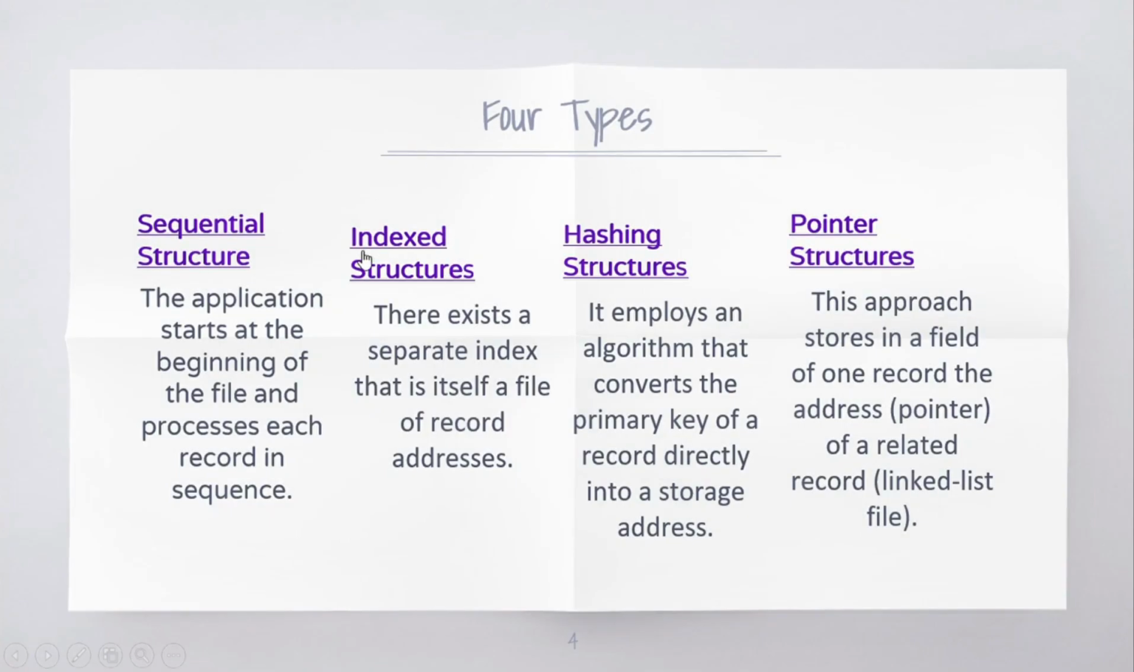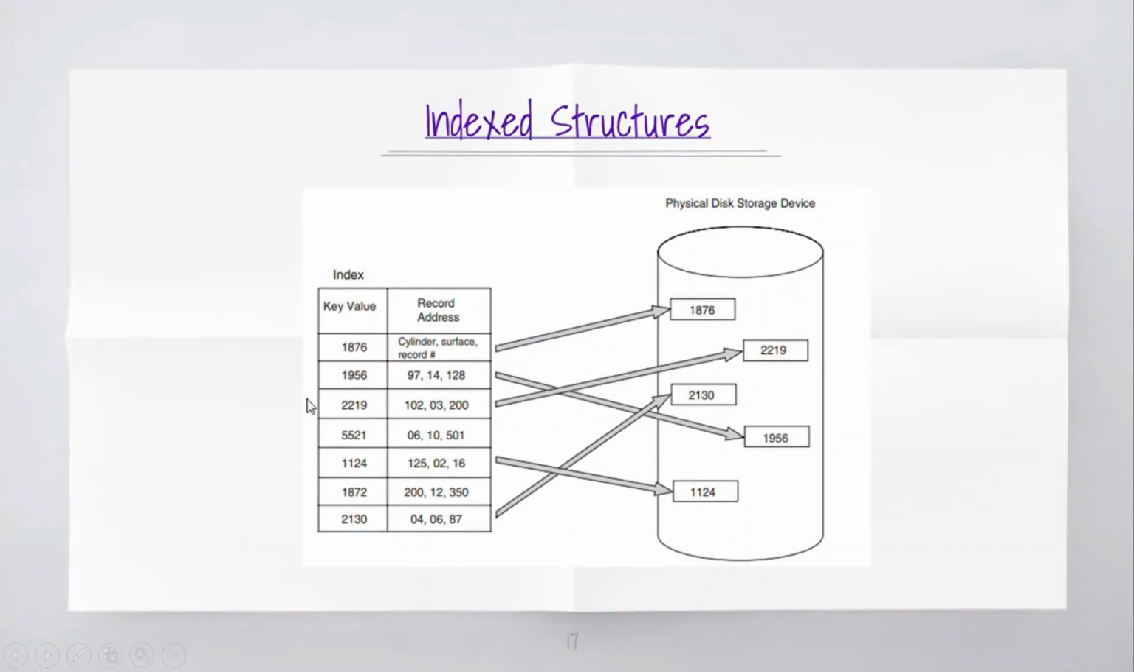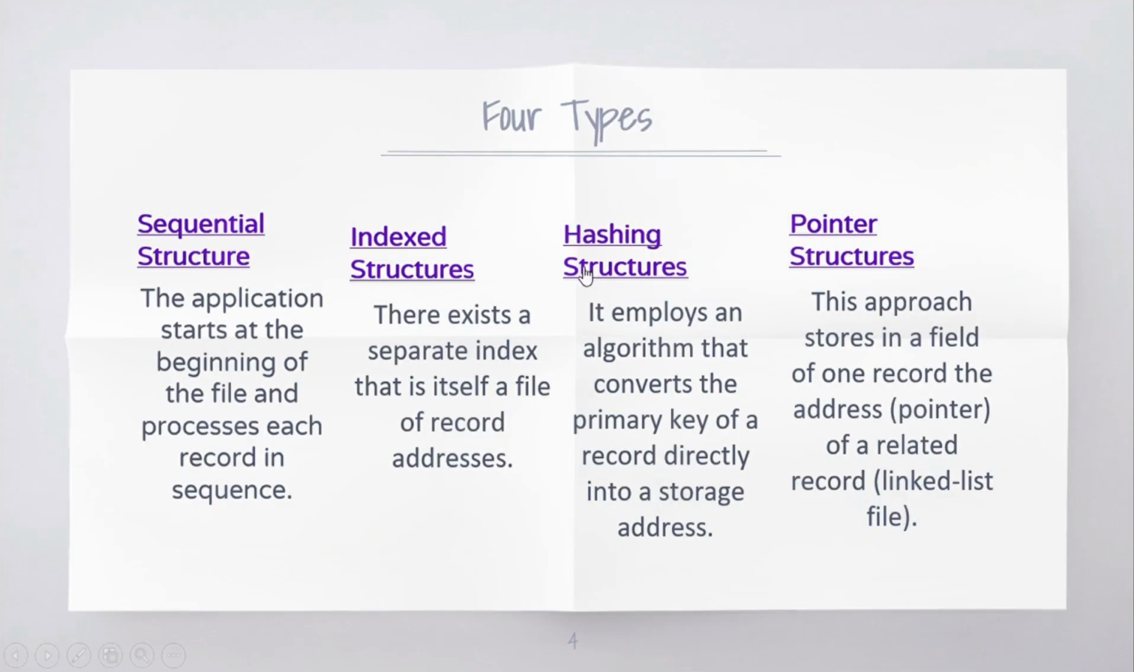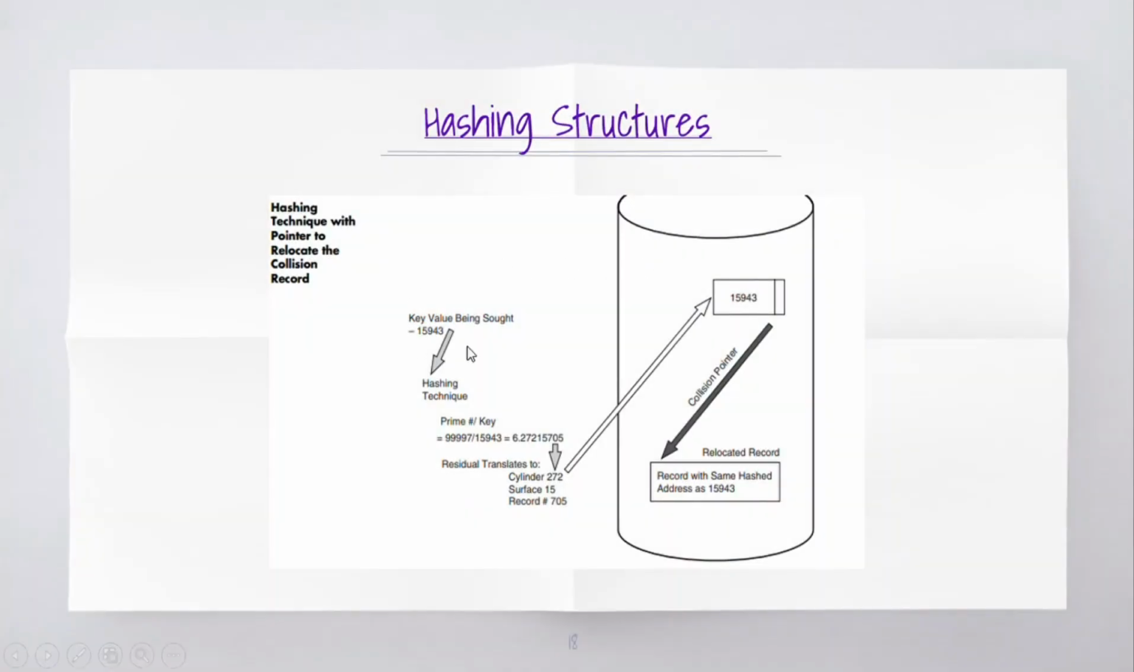Another type, we have index structures. There exists a separate index that is itself a file of record addresses. So this is the index, and each primary key has a corresponding data that can be located in the physical disk storage device. Another type, we have the hashing structures. It employs an algorithm that converts the primary key of a record directly into a storage address. So there is no need for an index because each primary key can be translated into an address that can be located in the storage.